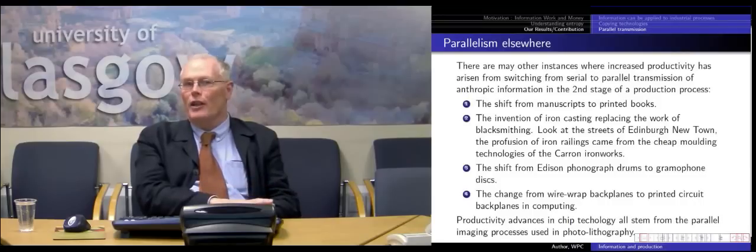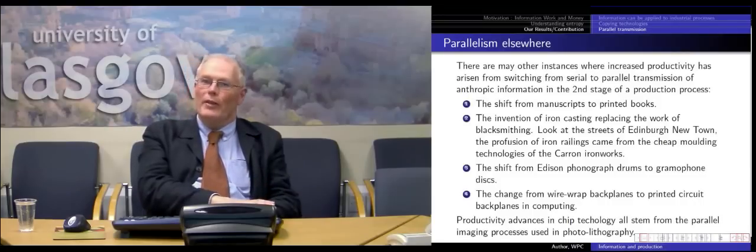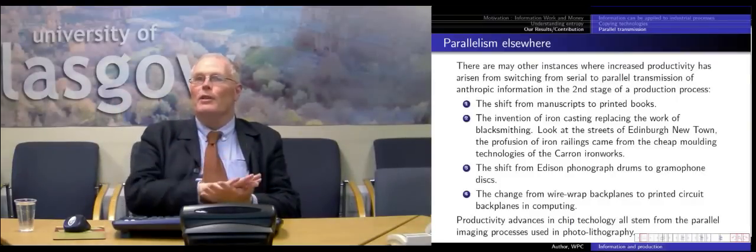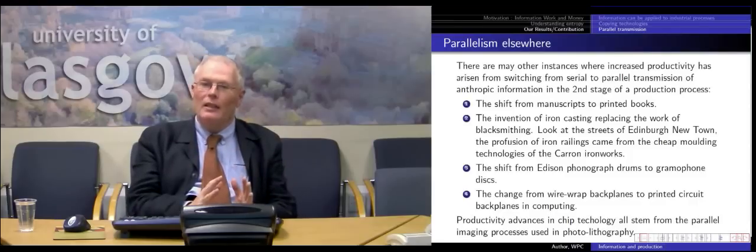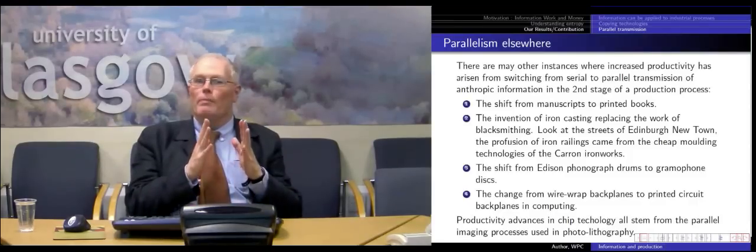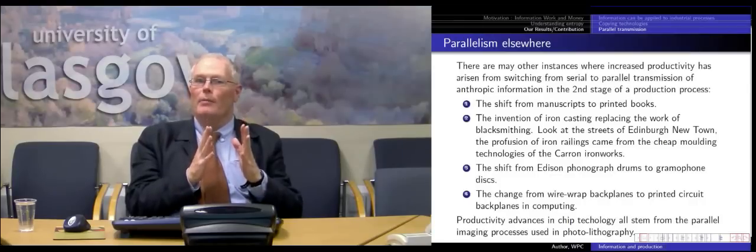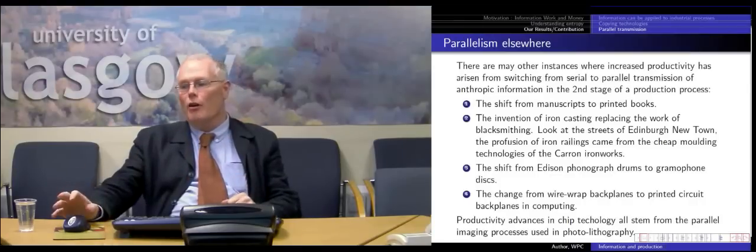In the computer industry, within the last 50 years, there was a shift from wiring by hand sequentially to printed circuit boards. And if we look at the modern semiconductor industry, all the productivity advances you get stem from parallel imaging processes which are used in photolithography.